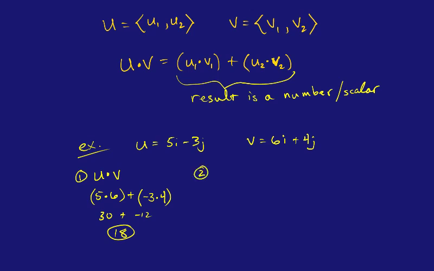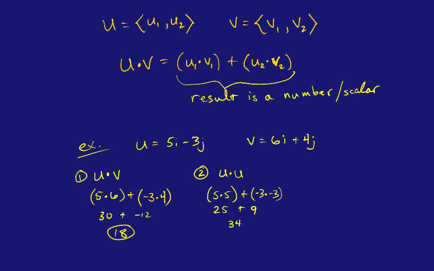Let's do another one. Second one. Let's just do the dot product of u times u. Here we go. So we're going to multiply the 5, and that's the horizontal component, but you're going to multiply it by itself. So 5 times 5 plus negative 3 times negative 3, because we use the same thing. And so you get 25 plus 9, which is 34.